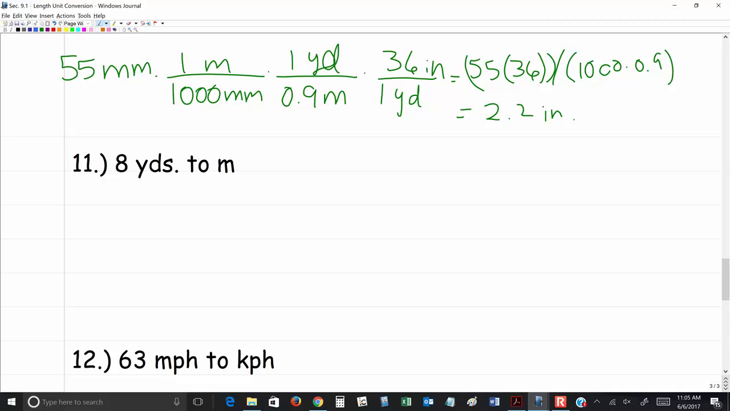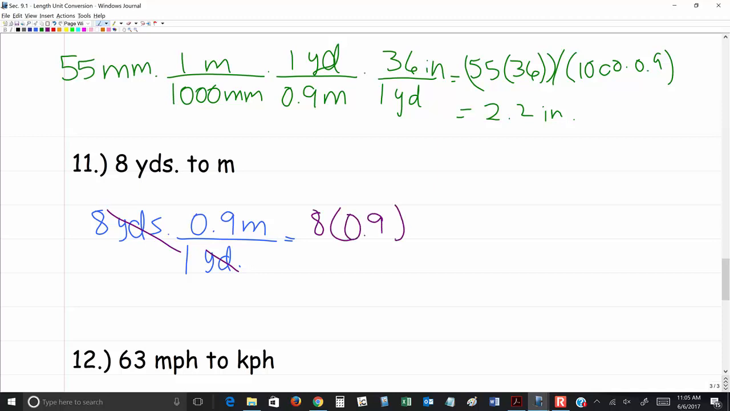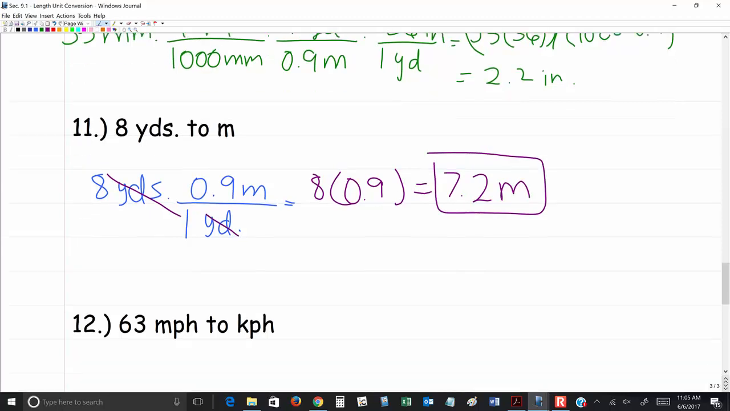Okay, so let's see. Number 11. Okay, 8 yards to meters. That's a simple one because we have the direct conversion factor. So 8 yards, and 1 yard equals 0.9 meters. So just multiply 8 times 0.9 to get the answer. So that'd be 7.2, right? 7.2 meters.